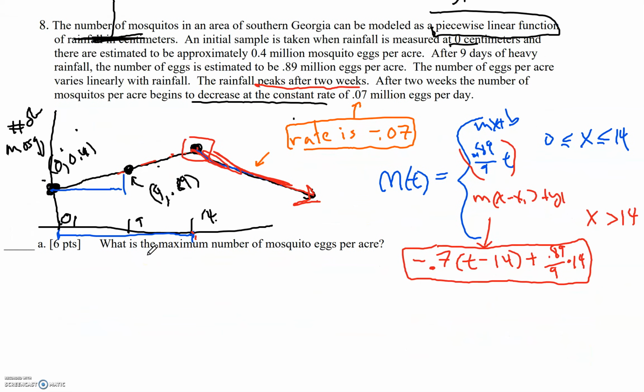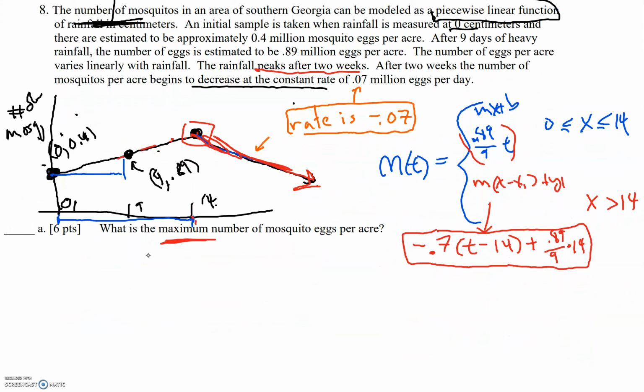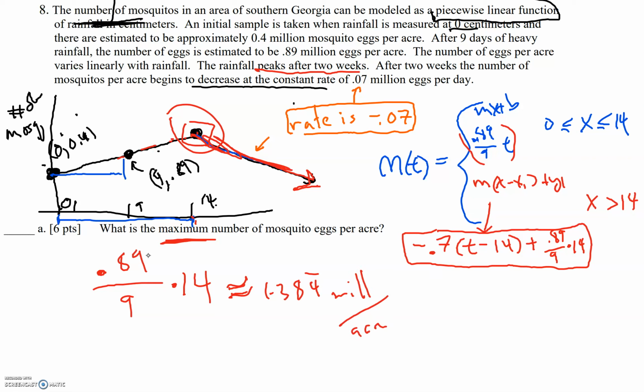And the maximum number of eggs per acre, do you see that that's just going to correspond to the y-coordinate that we were just talking about. So it's going to be 0.89 over 9 times 14. So let's go ahead and figure that out. That's 1.384 approximately, repeating, million eggs per acre.